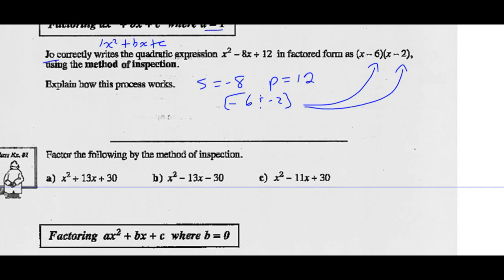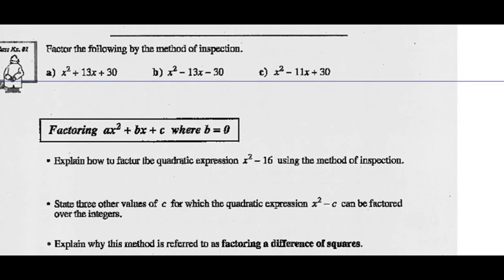We're going to use that same procedure in example 1. Factor the following by the method of inspection. There's a 1 in front of the x squared term, so I'm just going to make my two sets of brackets. The only way to get x squared is to put an x in the front of each bracket. And you ask yourself, what two numbers have a sum of the middle term, 13, and multiply to 30? The two numbers that add to 13 and multiply to 30 are positive 10 and positive 3. And you've factored x squared plus 13x plus 30. That's the method of inspection.